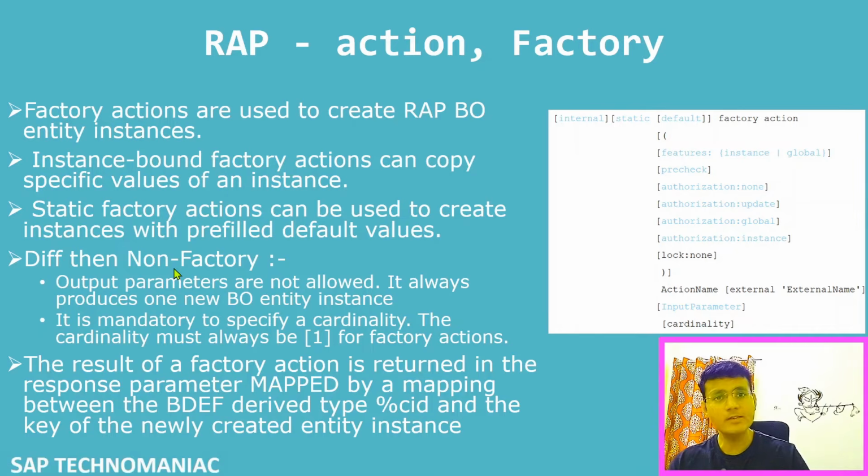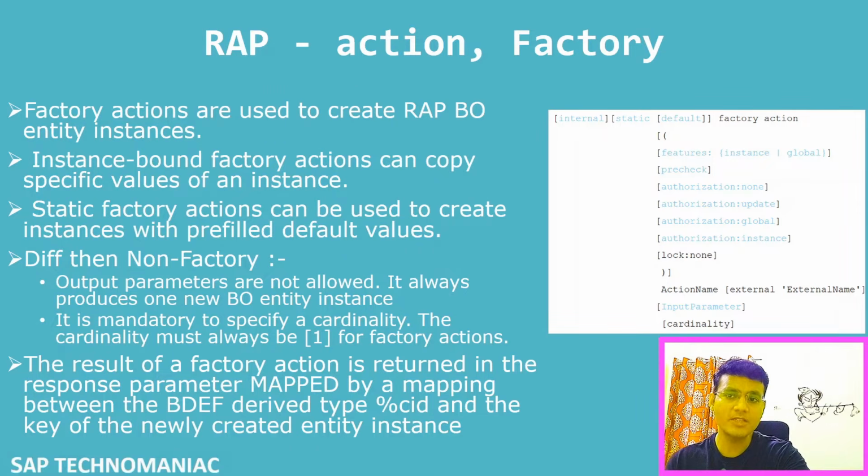Now how is it different from non-factory actions? The first thing: output parameters are not allowed for factory actions, because the output is already defined. We want to create the new BO instance, so what is the BO instance? The new BO instance will be the output. And second, it is mandatory to specify the cardinality.